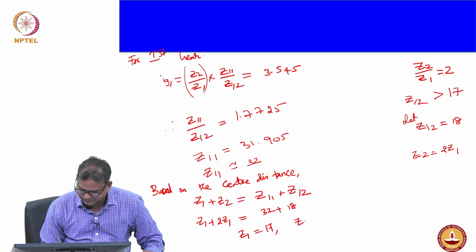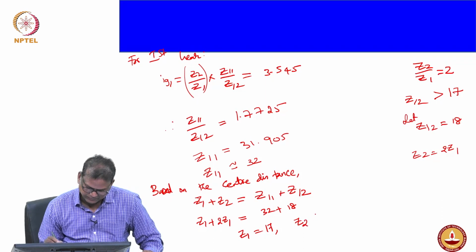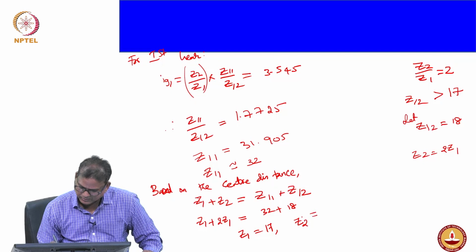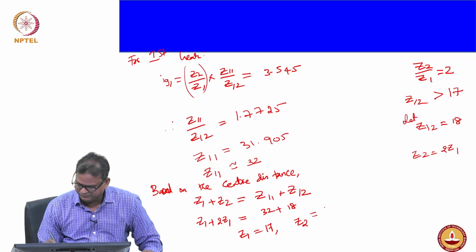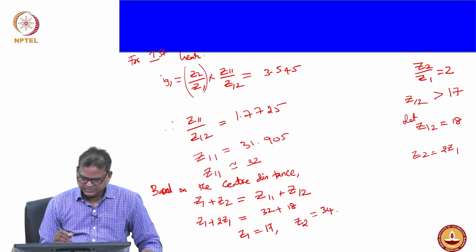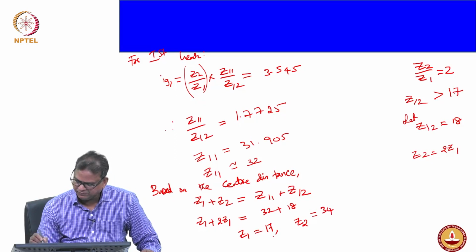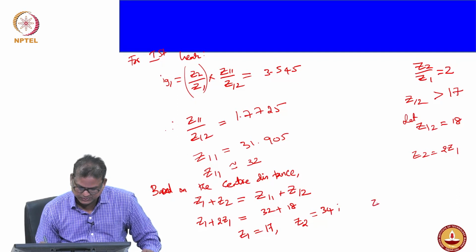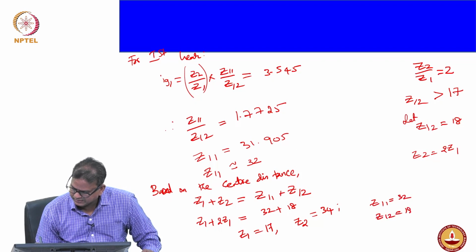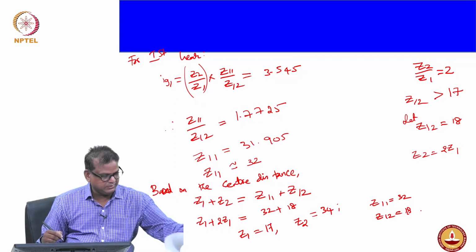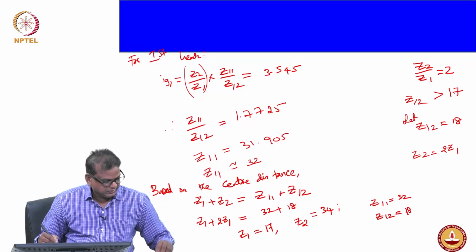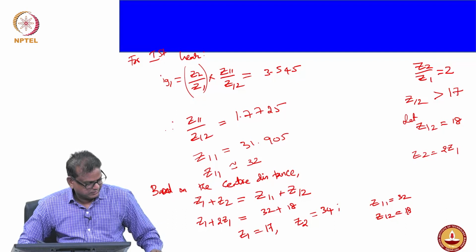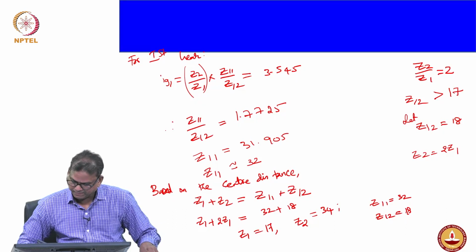Then Z2 would be 34, 2 times, right? So we got 17 and 34. Already we know the other, Z11 equals 32 and Z12 equals 18. We got it, so this is one thing we have finished. Now we will move on to the gear ratio.